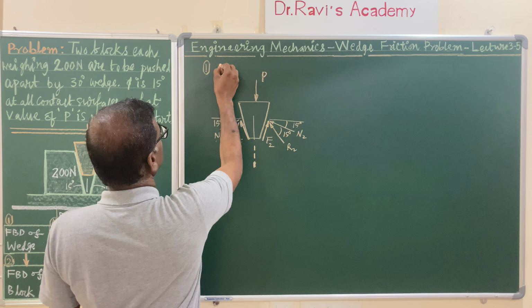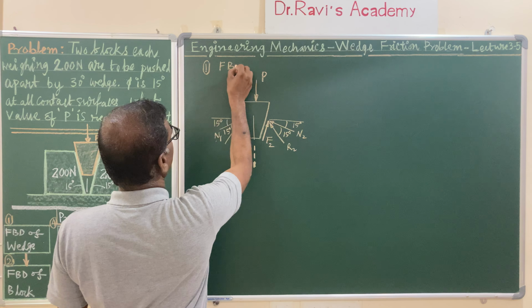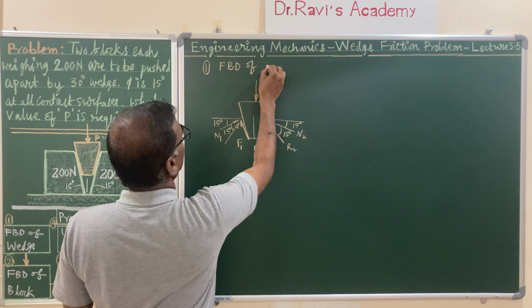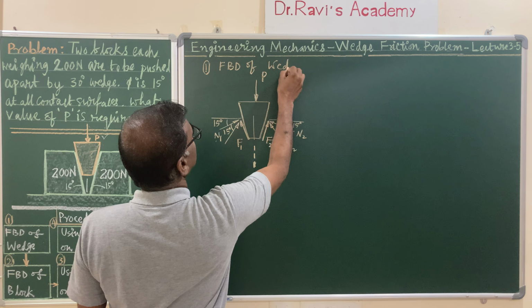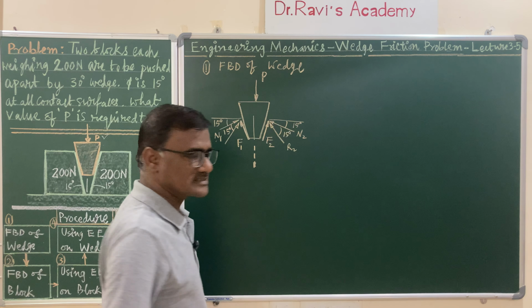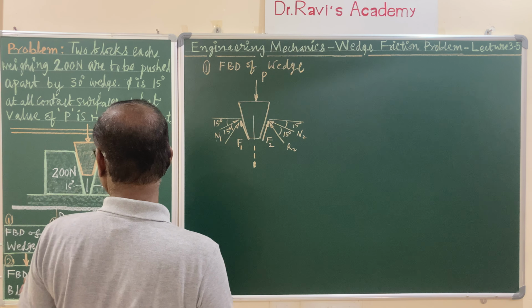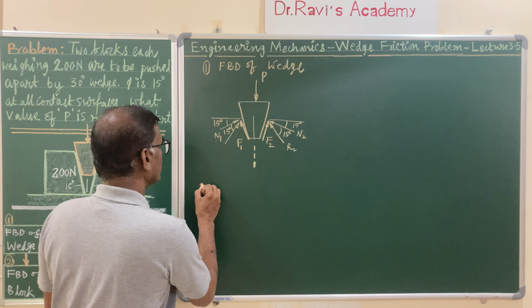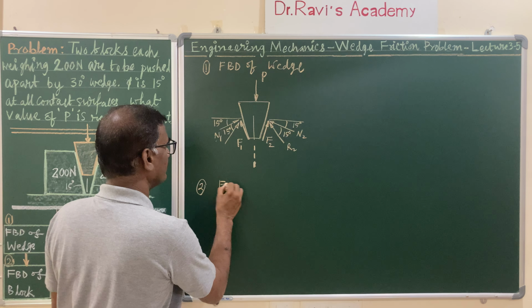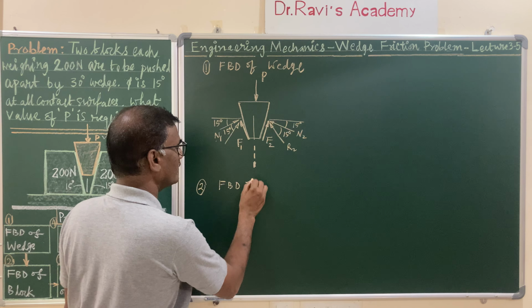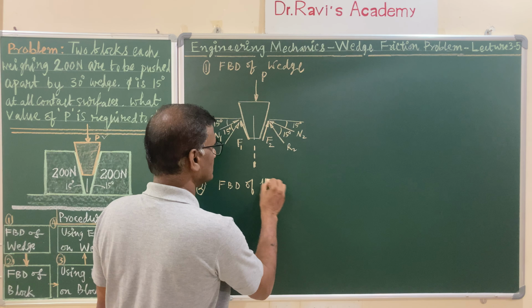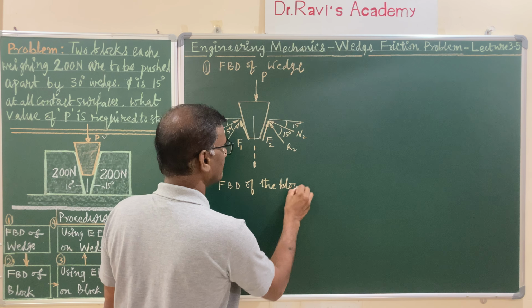Let me write it here. It is a free body diagram of the wedge. This is the very first step of the problem. Let us proceed to the second step, that is the free body diagram, FBD, of the contact body, that is the block.